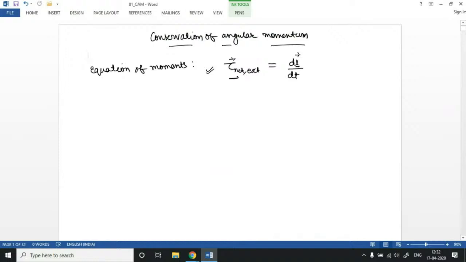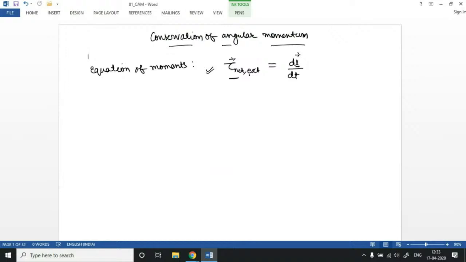We have seen such examples in previous classes. So whenever it is possible to use the center of mass frame about an axis passing through the center of mass, we will be doing that, and it will simplify our calculation. So this is nothing but the equation of moments.